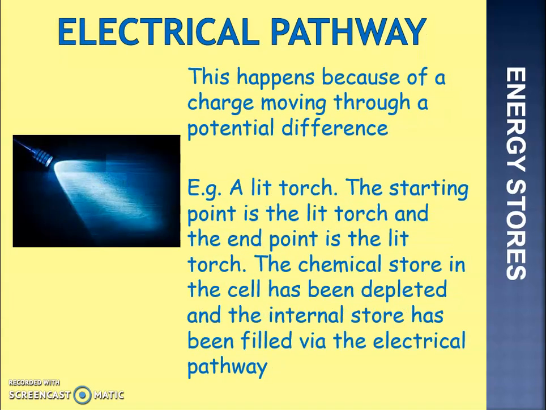An electrical pathway. So for example, a lit torch. Start and end point is the same as the torch being lit, but how does it maintain or stay lit? Because the chemical store in the battery has gone down, and the internal store of the wire has been filled. And that's via the electrical pathway.